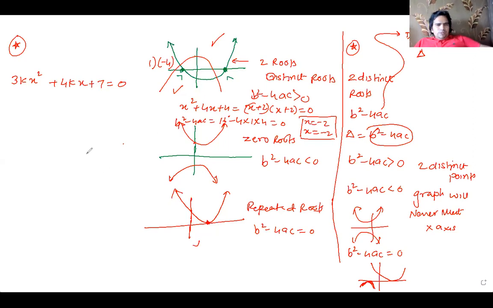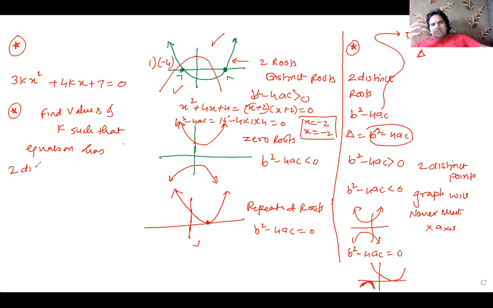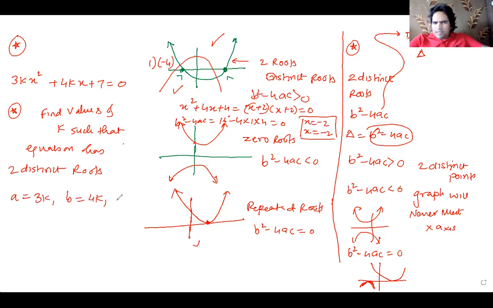Now, the questions might be structured like: find the values of k such that the given equation has two distinct roots. So the thing we'll have to do is find out the values of k such that it has two distinct roots, which means first you find out the discriminant. Your a value is 3k, b value is 4k, and c value is 7.